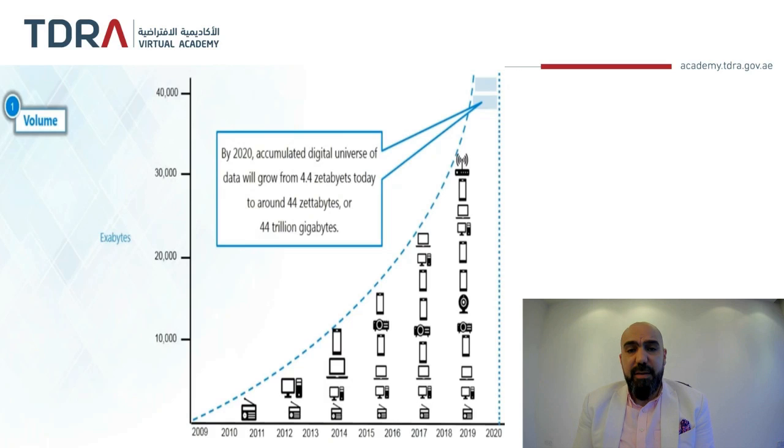Here there is a study from the end of 2020. Previously it was about 4.4 zettabytes of big data. Imagine, when it reached 2020, it became about 44 zettabytes. You can imagine the big boom of the data. So we can see that the data is increasing exponentially, as per the diagram.